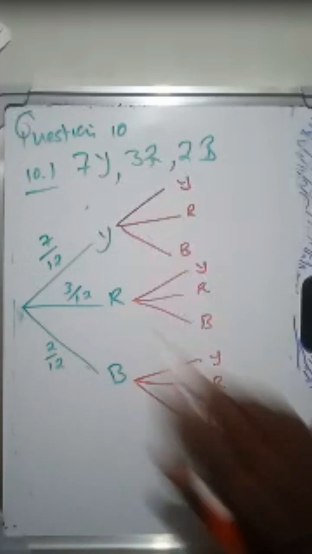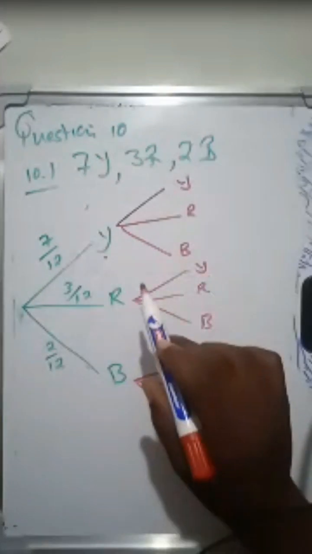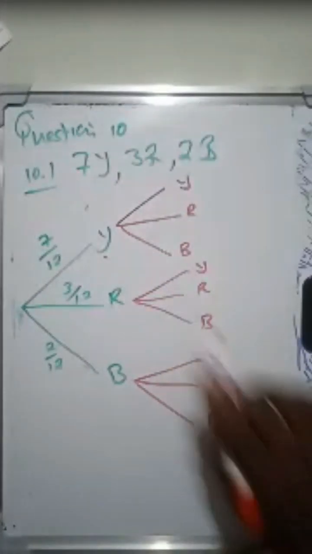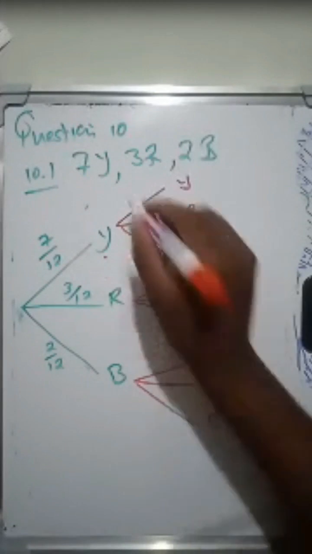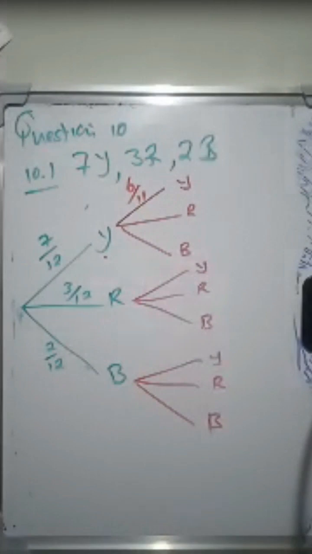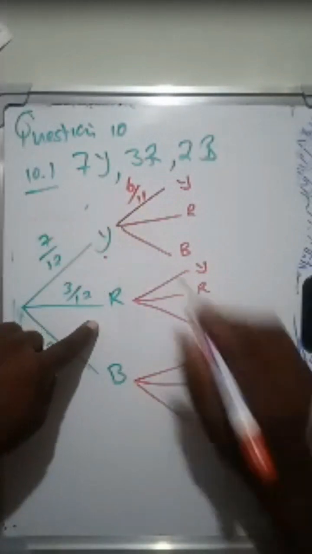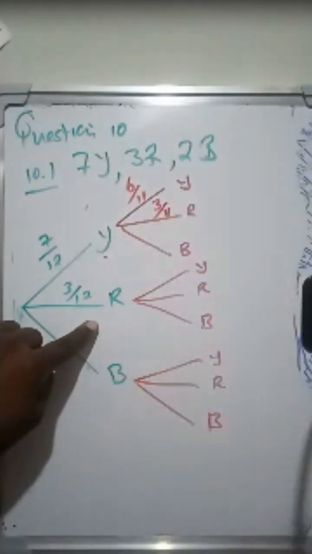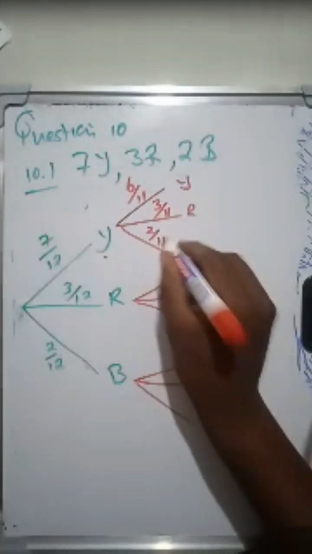So if this branch here represents yellow balls, that is, in the first experiment a yellow ball was picked out, it means we are no longer having 7 yellow balls. We are now having 6 yellow balls out of 11. Okay? But on that branch, red is not affected, so we are still having 3 out of 11. And blue is not affected, we are still having 2 out of 11.